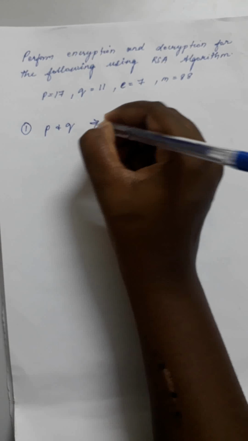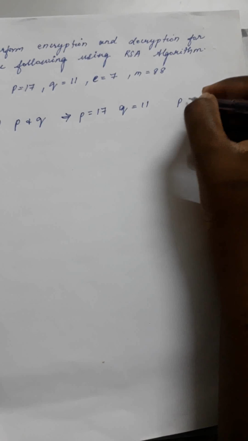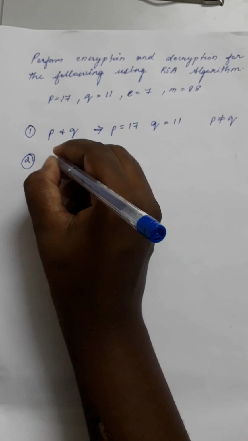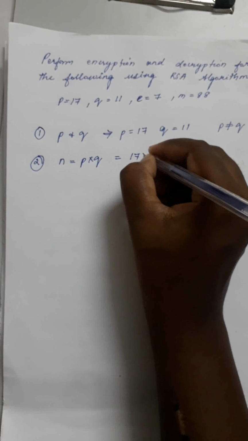The first step in the RSA algorithm is to select the values of P and Q. The values of P and Q are already given in the problem, where P is equal to 17 and Q is equal to 11. We see that both are prime numbers and the value of P is not equal to Q. So the first condition is satisfied here. The second step is to calculate the value of n, where n is equal to P into Q, where P is equal to 17 and Q is equal to 11. So 17 into 11 is equal to 187.